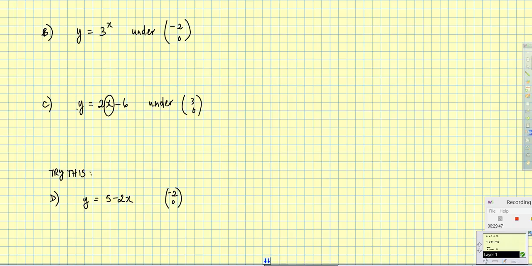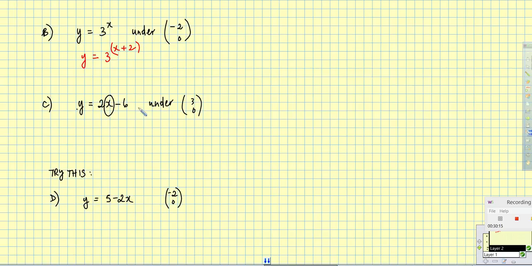All right, so if we want to do very quickly a couple of examples. One of the examples we can do is y is equal to 3 to the power of x under a movement of negative 2, 0. Because you're moving the graph 2 to the left, this is going to become y is equal to 3 to the x plus 2. And there is your function.